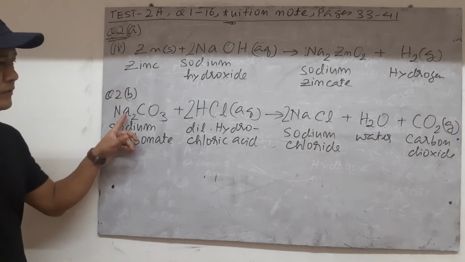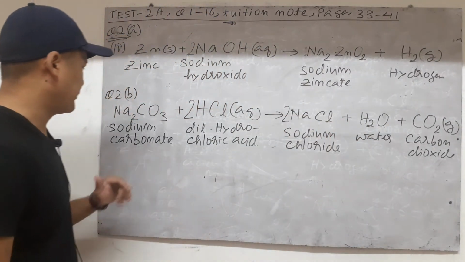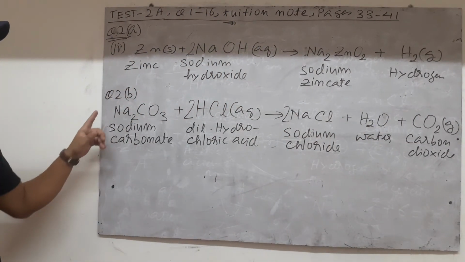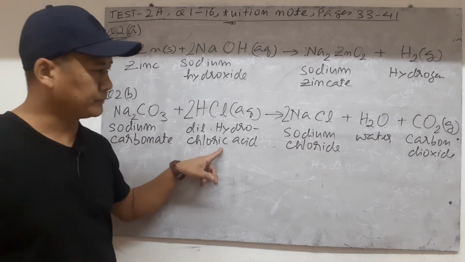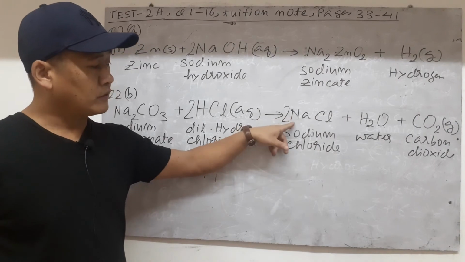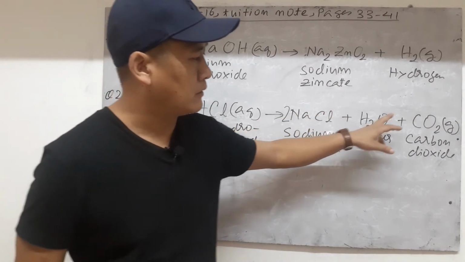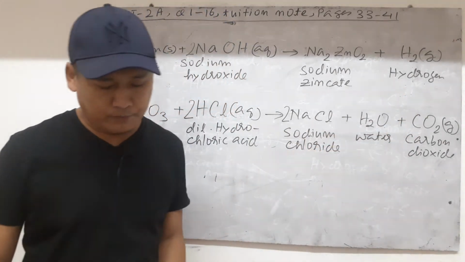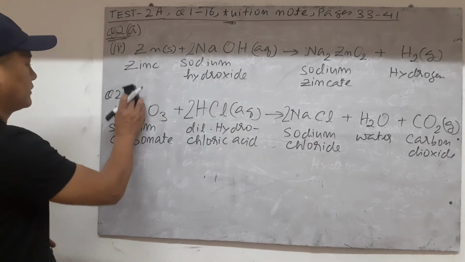So molecule, molecule, molecule, molecule. You can clearly see everything is molecule. So let's read out the balanced equation. 1 molecule of sodium carbonate reacts with 2 molecules of hydrochloric acid to give us 2 molecules of sodium chloride, 1 molecule of water, and 1 molecule of carbon dioxide gas. Okay. 2 more questions, C and D. So 2C.